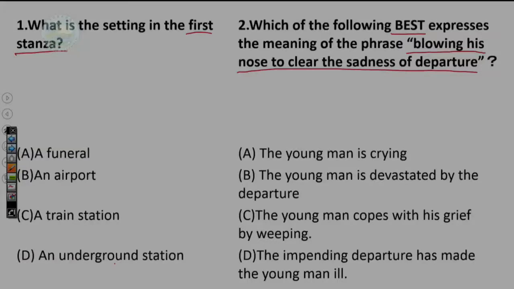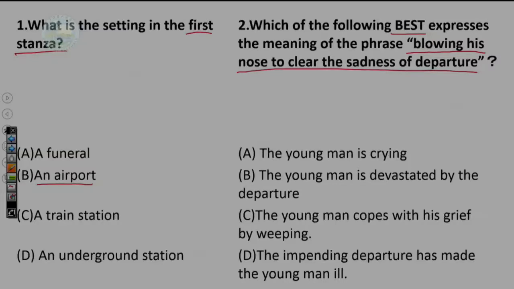So the first question asks, what is the setting in the first stanza? Now again, you were not able to see the passage, but you were listening. I'm asking that as you would have listened and you made your notes, that you should have been able to do some elimination. The setting of the first stanza, there were some keywords that should have been able to help you identify that the setting for this first stanza is an airport. So if your answer for number 1 is B, you are correct. We heard talk about departure, we heard talk about flights, and these were keywords to help you remember. It's not a train station, it's not an underground station, it's not a funeral, but an airport.